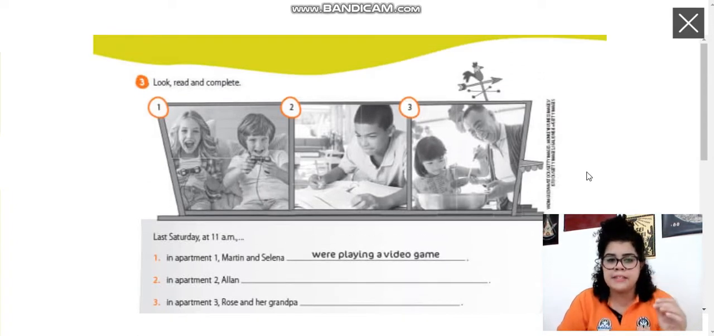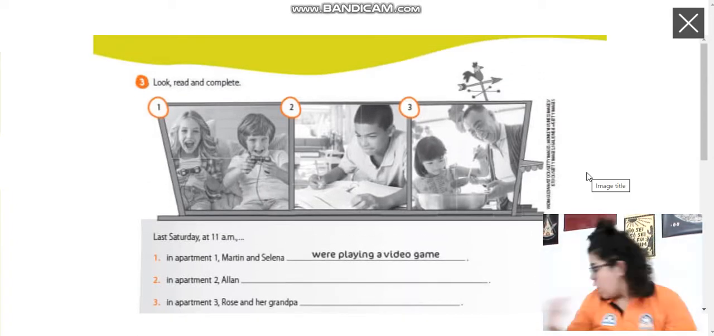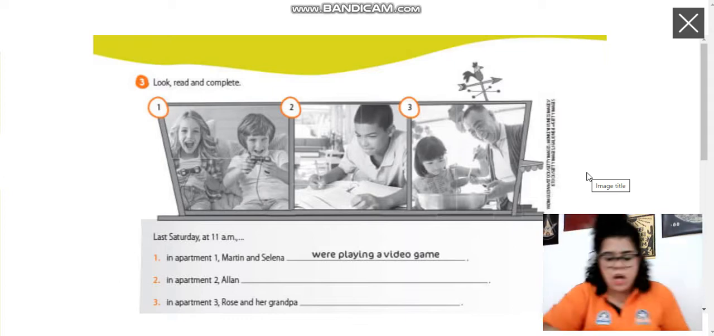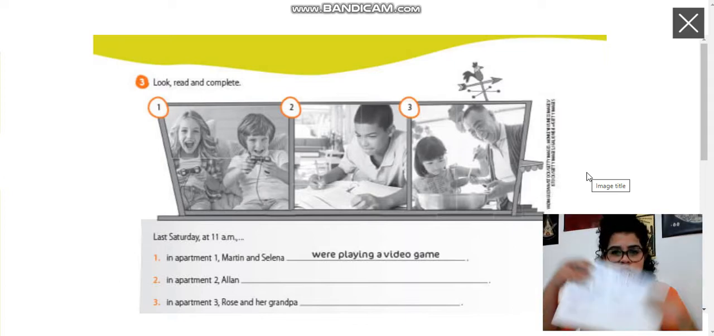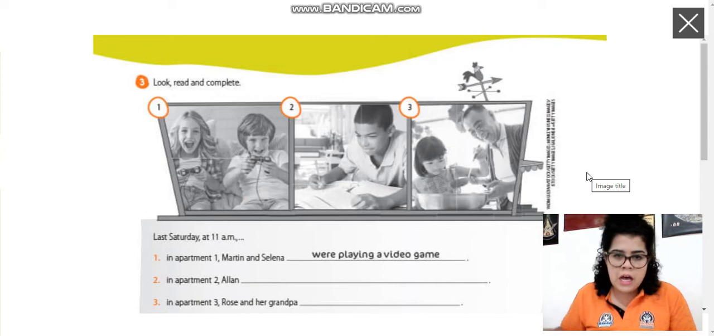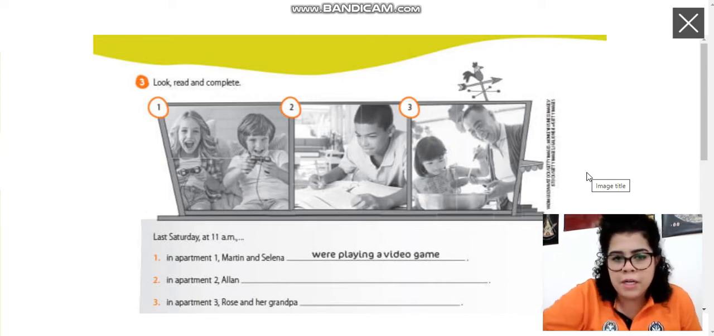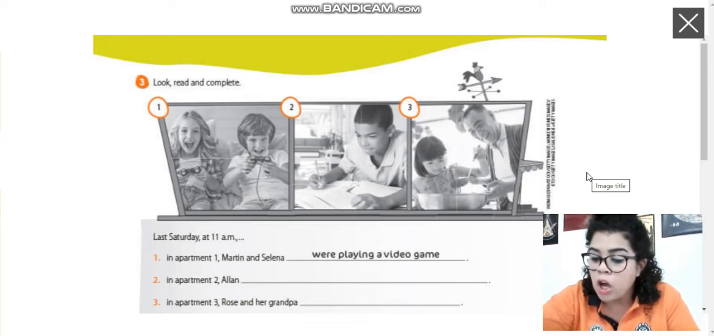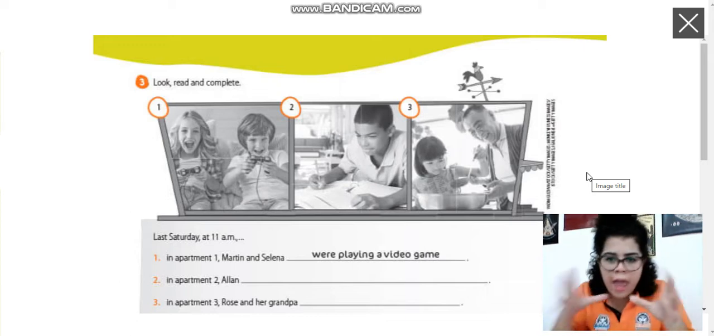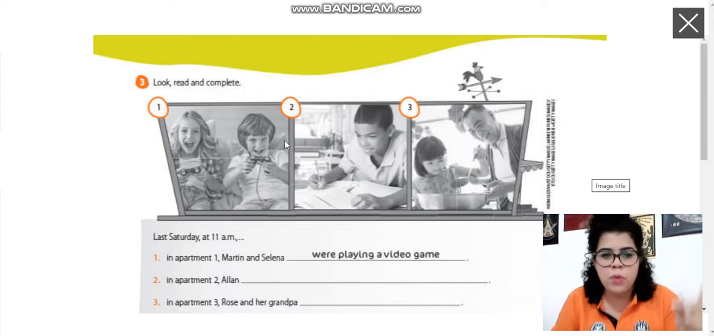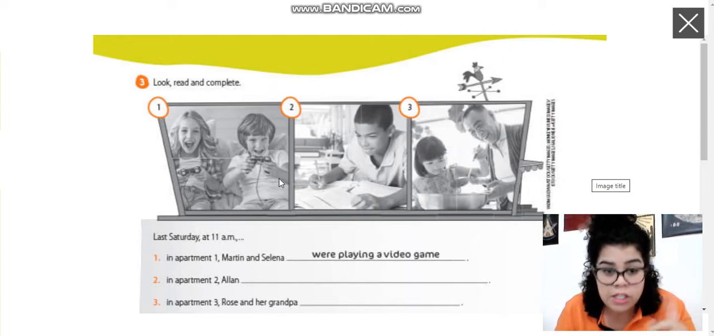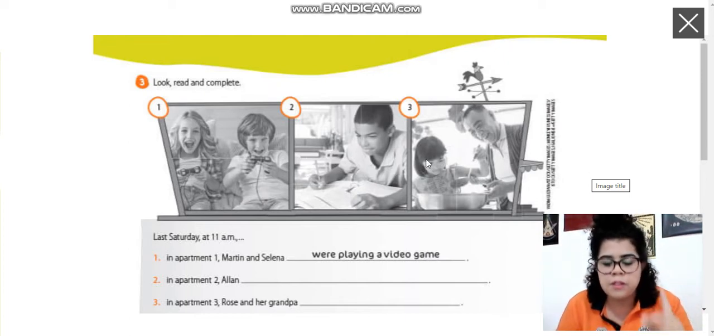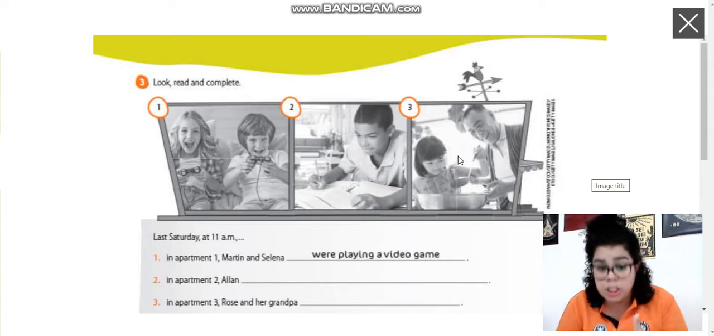Okay, on page 66, we start with exercise 3, where we are going to use our past continuous knowledge, okay? Why, teacher? Take a look at this picture. Remember that I said that the past continuous can be used to talk about some actions that were happening at the same time. That's what's happening here. So we have 3 different apartments, with 3 different people.